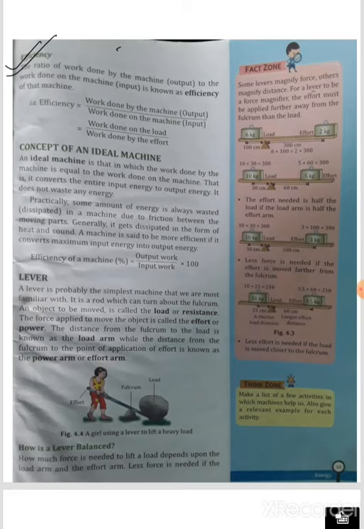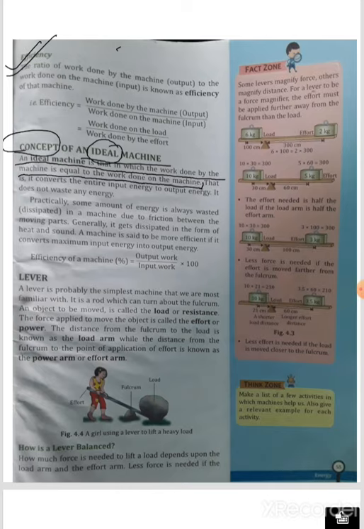So now we will begin today's lecture, that is the concept of an ideal machine. Here we will understand what we mean by an ideal machine. Underline here: an ideal machine is one in which the work done by the machine is equal to the work done on the machine.